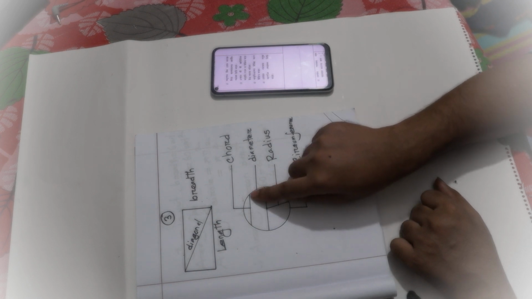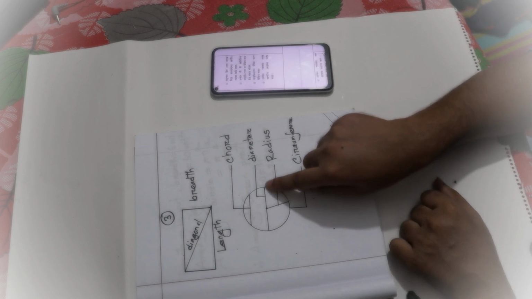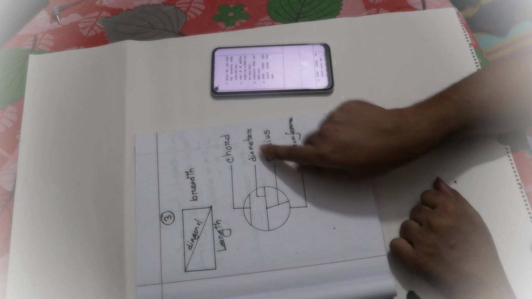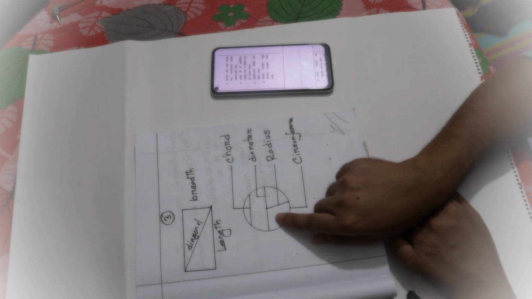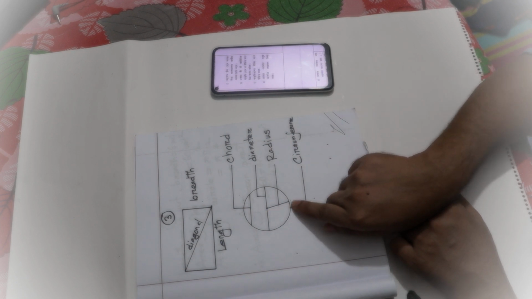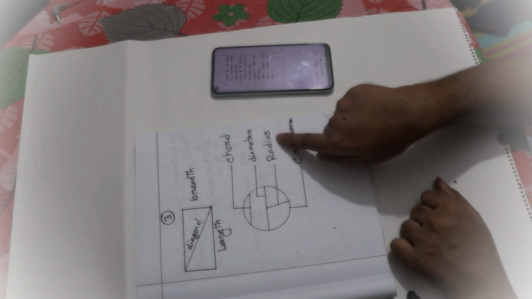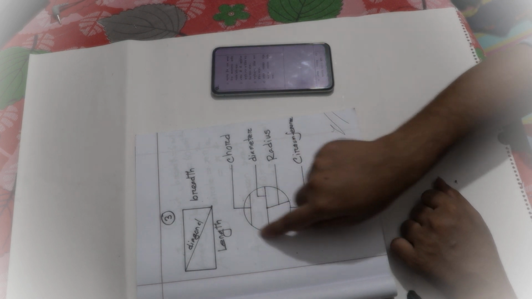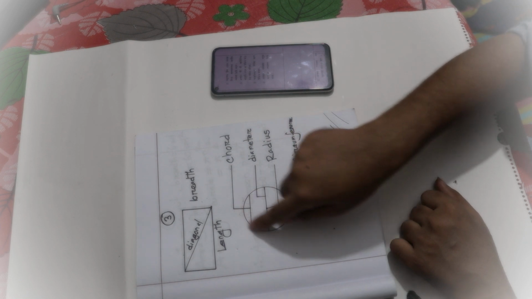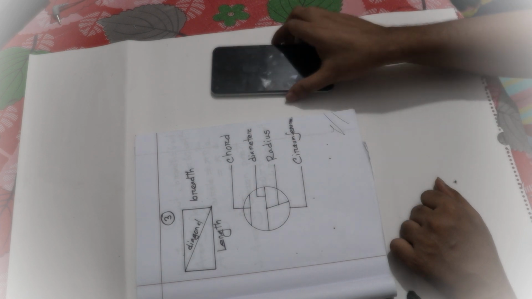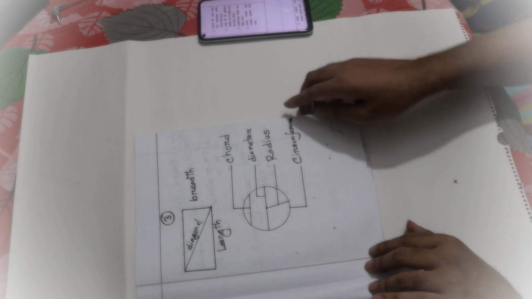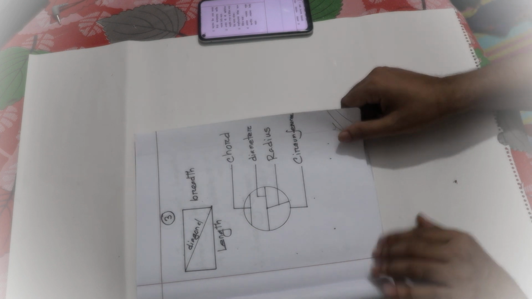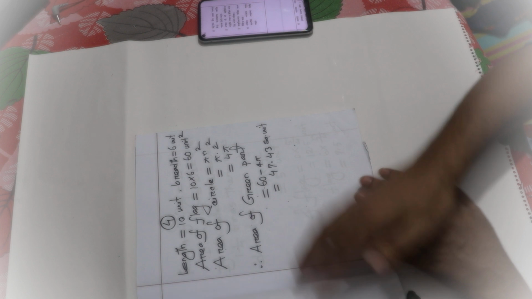This part is called chord, and this middle line that goes through the center is called diameter, and the distance from center to circumference is called radius, and the outer curved distance is called circumference. I hope everybody gets this. Very simple, very easy. You already learned this in a previous class. Okay, let's jump to question number 4.